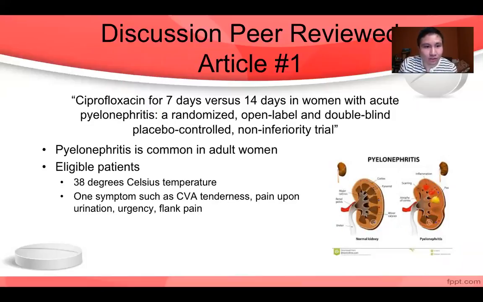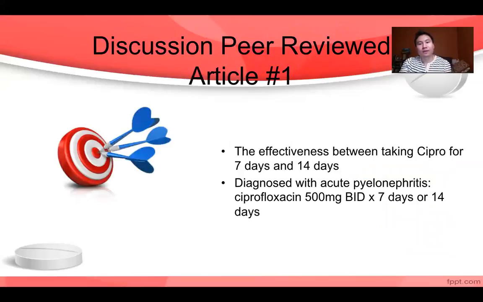I saw an article regarding ciprofloxacin, taking it for 7 days versus 14 days in women with acute pyelonephritis, since pyelonephritis is common in adult women. In this study, they recruited people, and the eligible ones were patients who were symptomatic with a temperature of 30 degrees Celsius, CVA tenderness, pain upon urination or dysuria, urgency, and flank pain. They're looking at which is more effective, taking Cipro for 7 days or 14 days.